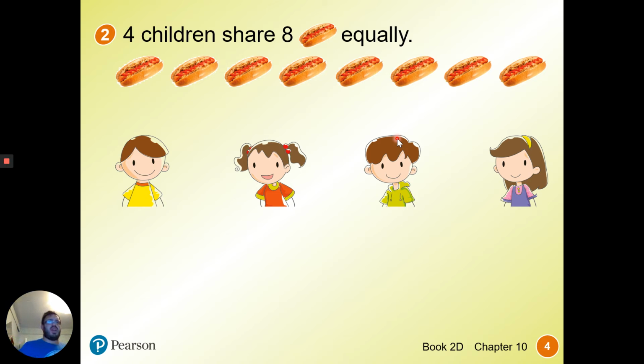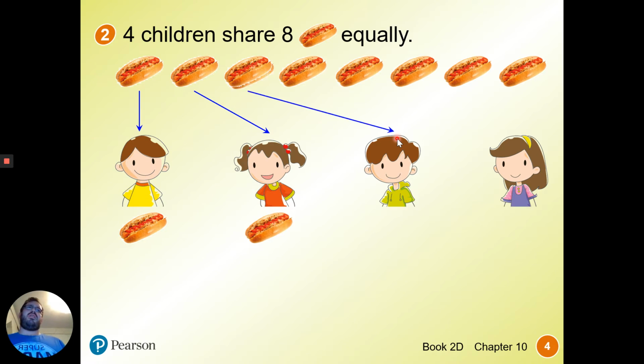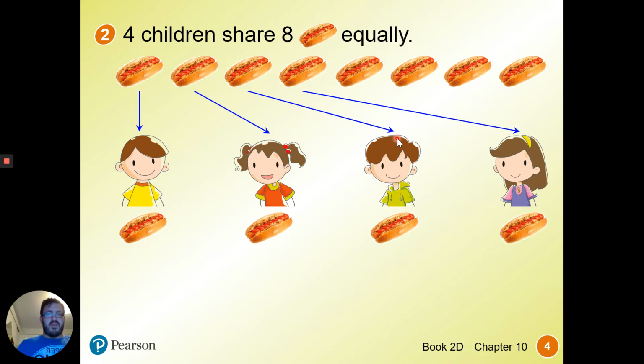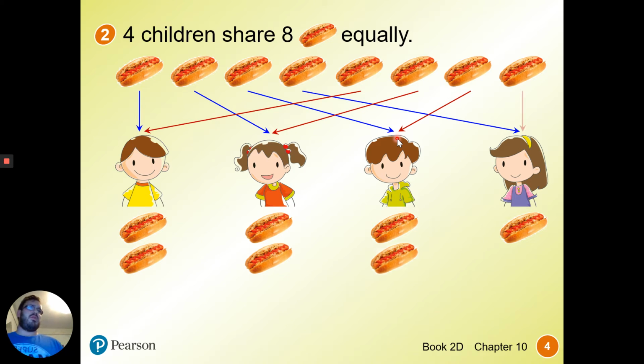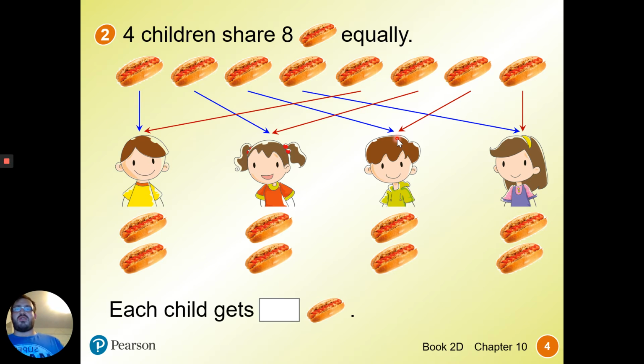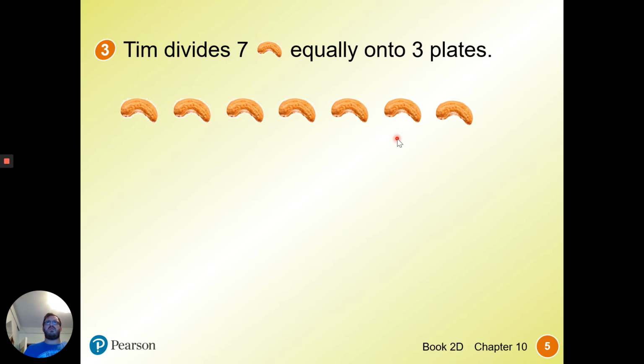4 children are now going to share 8 hot dogs equally. So we can say, well, this boy has 1, then this girl has 1, and then this boy has 1, and this girl has 1. And that's the first 4 moves, and they're done by the blue lines. Then this boy gets another 1, the girl gets the second 1, the boy gets another 1, and the girl gets another 1. That's our second move. So we can see that each child gets 2 hot dogs each.